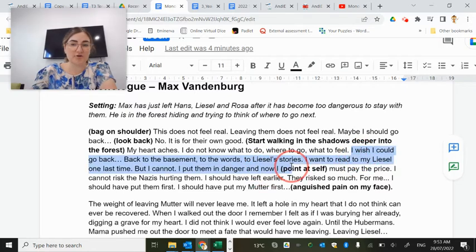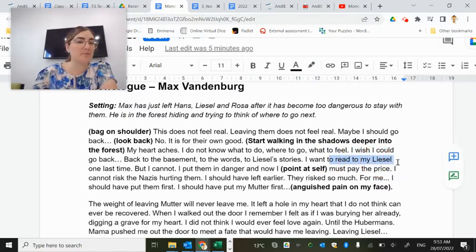I wish I could go back shows some confusion and anguish and longing. He calls to, I want to read to my Liesel. Calling her my Liesel indicates that familiar connection between them. He sees her as part of his family by indicating that she's my Liesel, kind of like a sister.